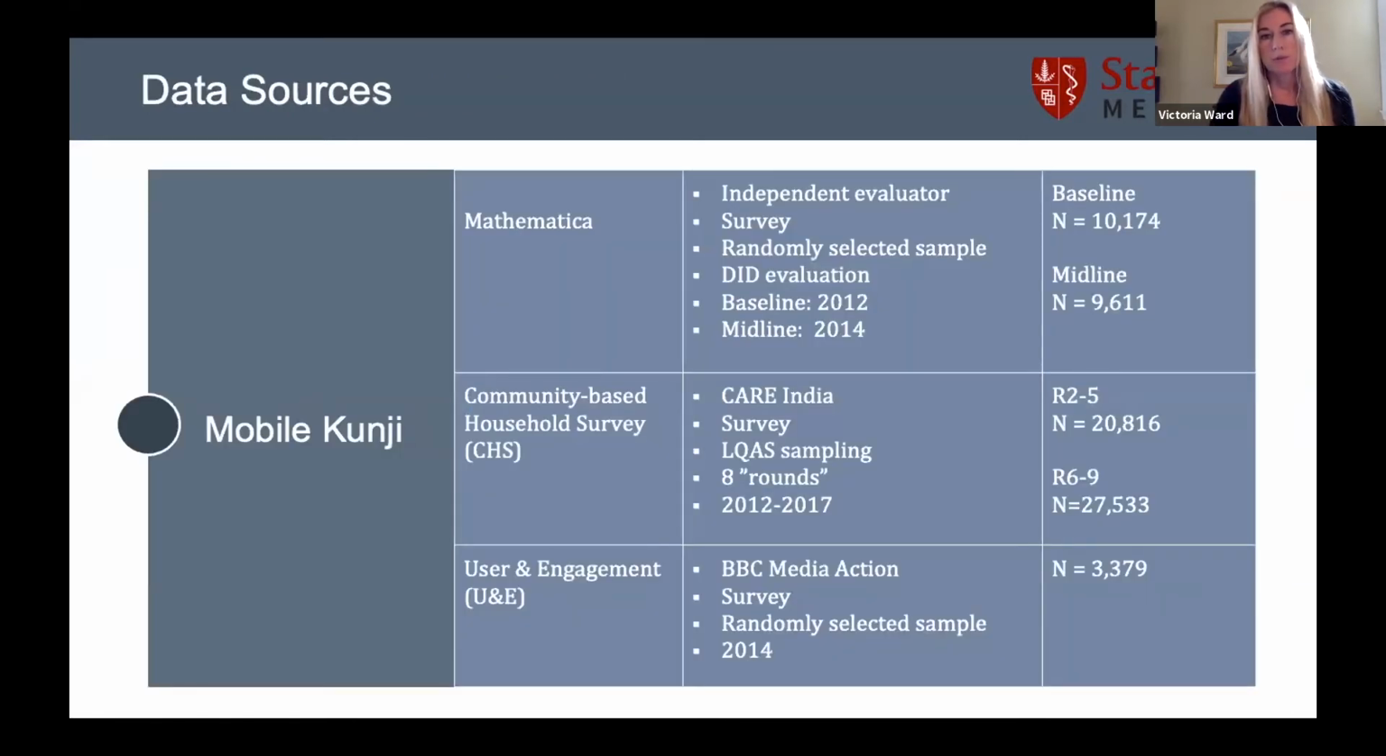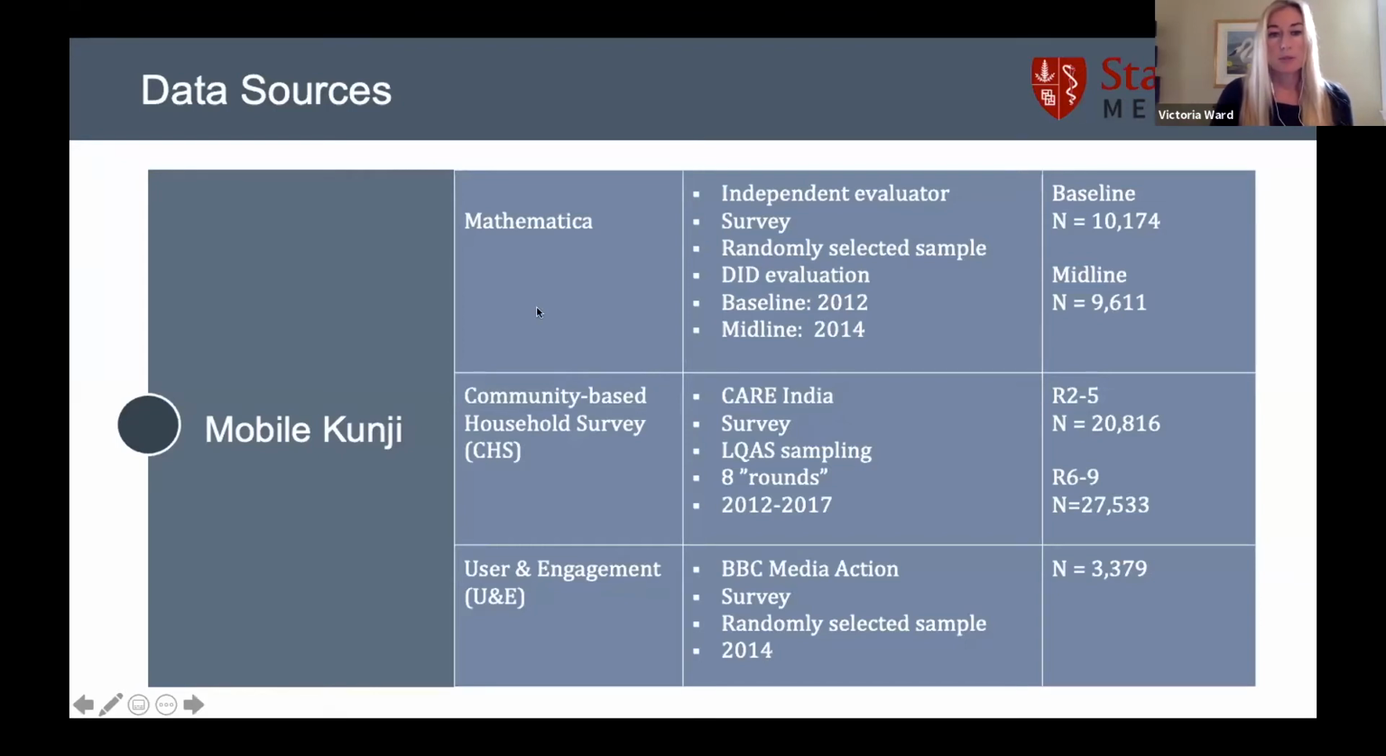In order to evaluate these tools, we used overall 5 data sets. For Mobile Kunji, we used 3 of them. The Mathematica data set, which Gary mentioned, was a true evaluation using a DID framework, and it was survey-based both at baseline prior to any implementation and midline. Unfortunately, the end line was never done, but these were huge surveys, so they were done across thousands of women.